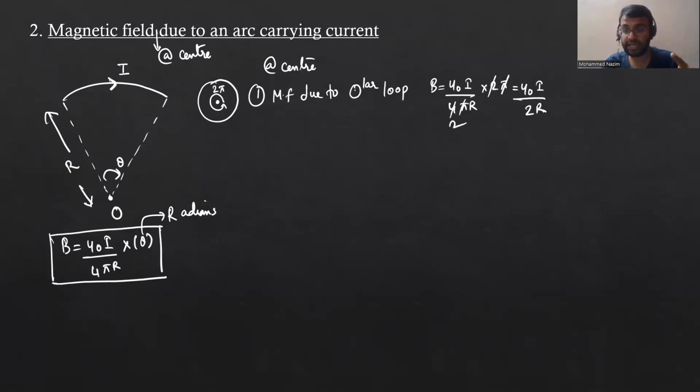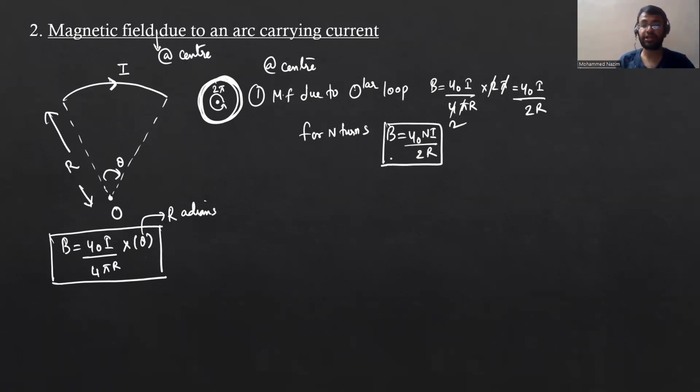This is for one turn. For n turns, if the coil is having n turns in that, then the magnetic field is going to be mu naught N I divided by 2R. You have to just multiply by n. This is a very important formula. This is very, very important.